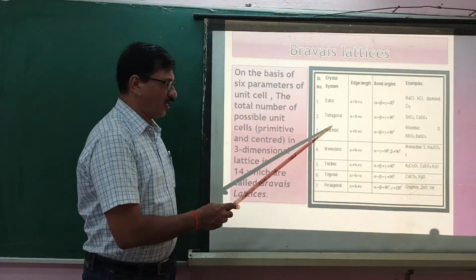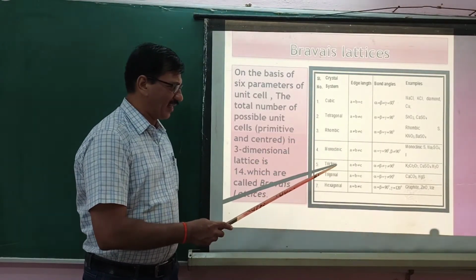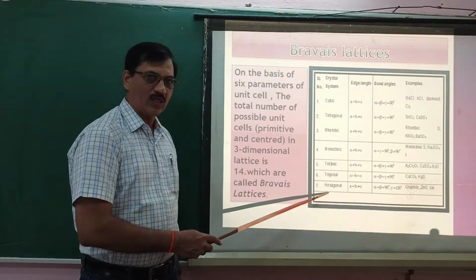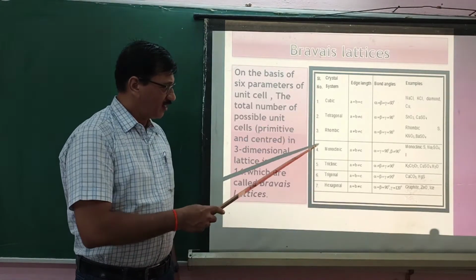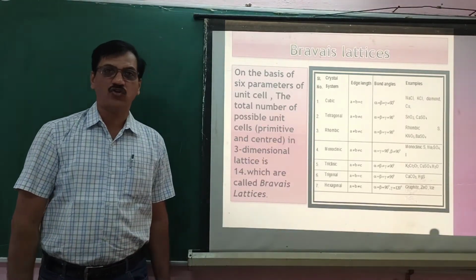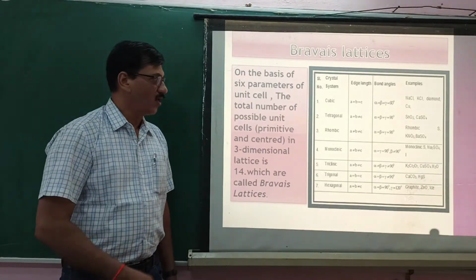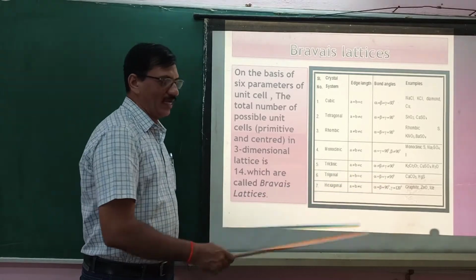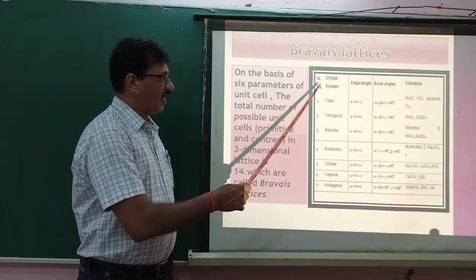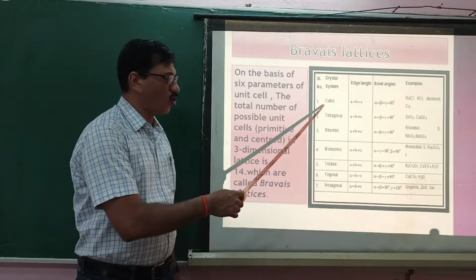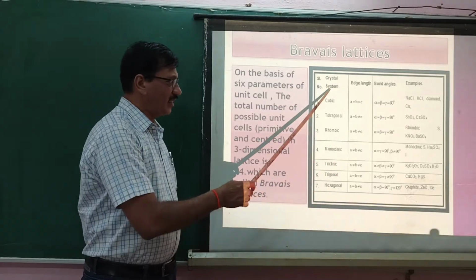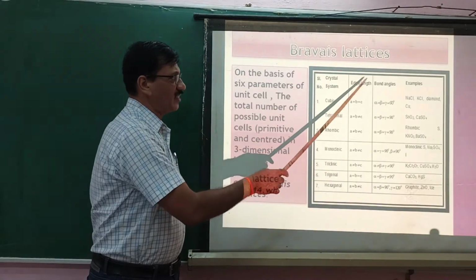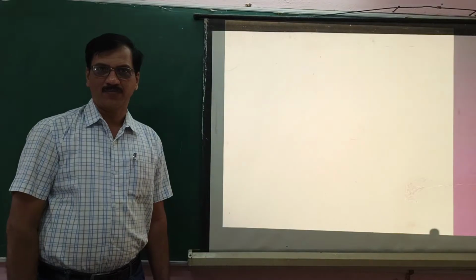It can be tetragonal, orthorhombic, monoclinic, triclinic, trigonal or hexagonal. So there are 7 different kinds of geometries possible, having variation in the edge length and the angle. So there are 7 crystal systems. They are called crystal systems. These are different because of the edge lengths and the bond angles.